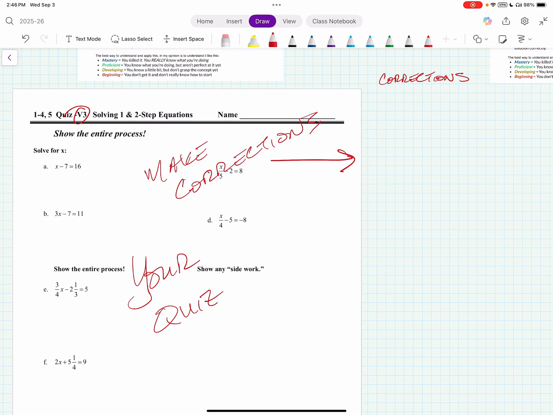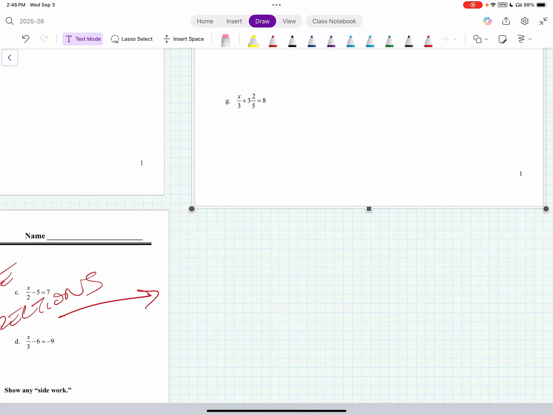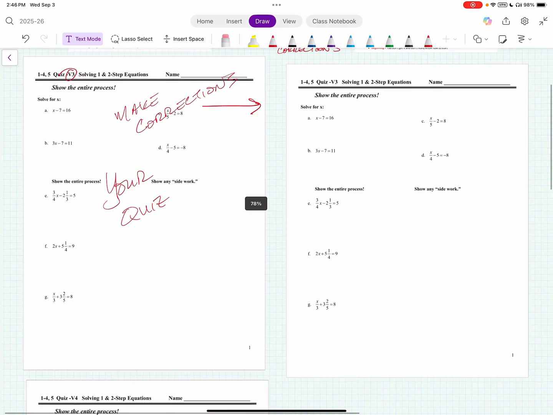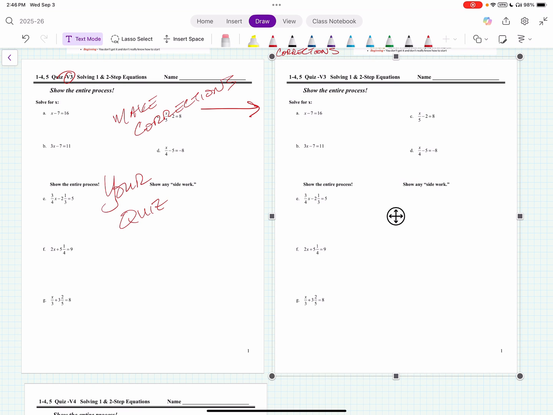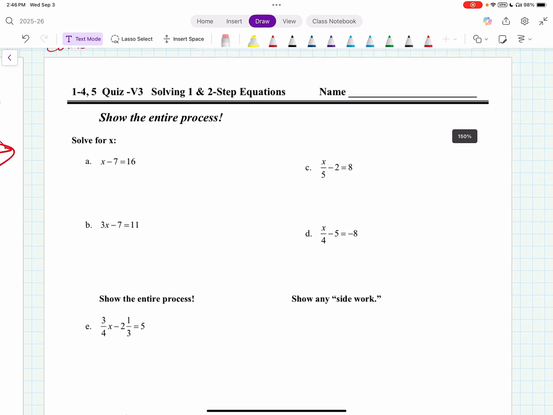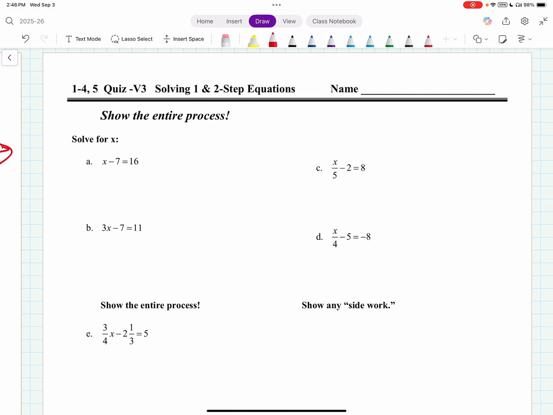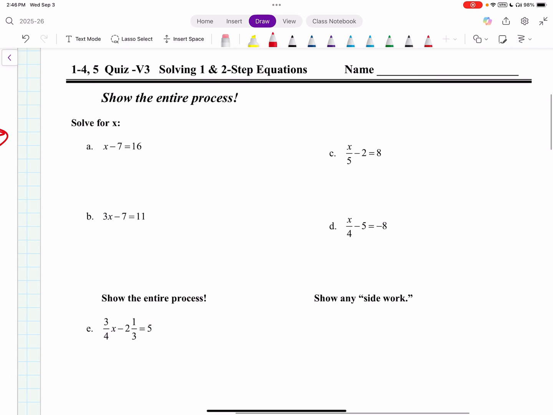Then press and hold with your finger on the outside of your document after pressing T for text mode. Press and hold, paste your document on the other side, and now you're looking at a blank copy that you can write on. So you got to learn how to use your iPad effectively. On the second copy, we're going to go through and solve all the equations and correct your quiz. All right, so here we go. Let's zoom in and go for it. Grab a red pen because we're going to need it.